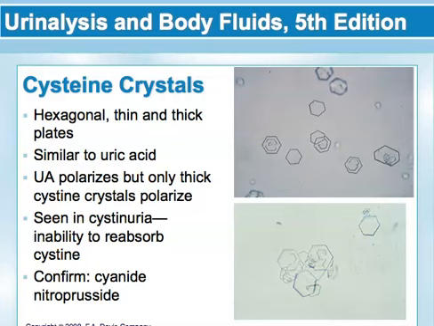They're colorless hexagonal plates that may be thick or thin. You can see disintegrated forms when ammonia is present. It can be hard to differentiate from uric acid crystals, but uric acid crystals are very birefringent, whereas only the thick cysteine crystals will polarize. And the cyanide nitroprusside test can be used for confirmation of cysteine crystals.